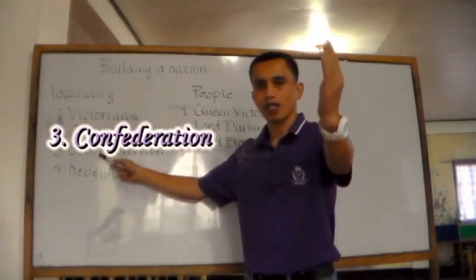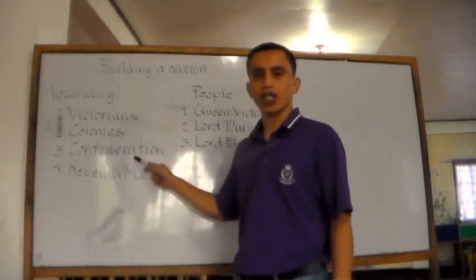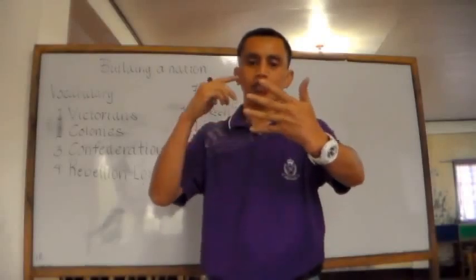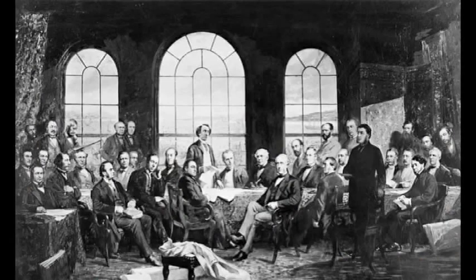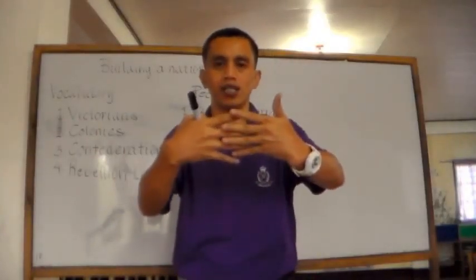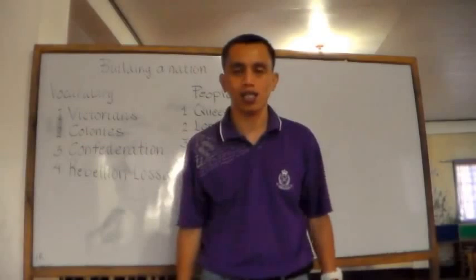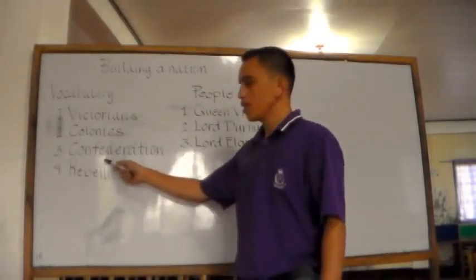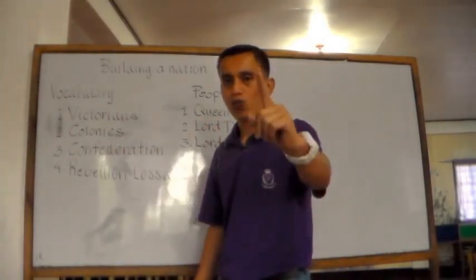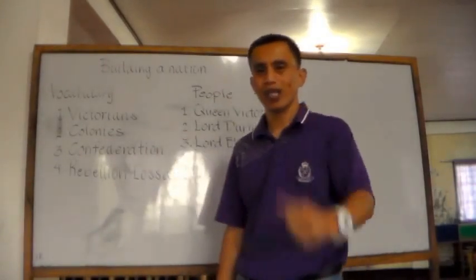Confederation. Everyone say confederation. Okay, very well. Confederation is an act of people coming together. Different classes, from the upper class, middle class, lower class, and everyone in the society, when they come together in unity and work as one unit, as one organization, that is called confederation. People coming together and working together as one, confederation. Okay? Very well.